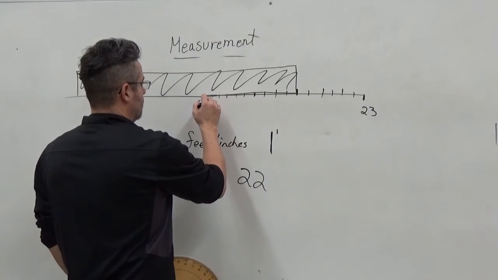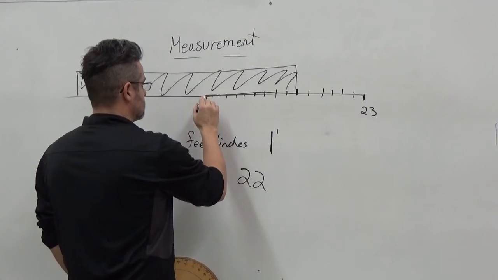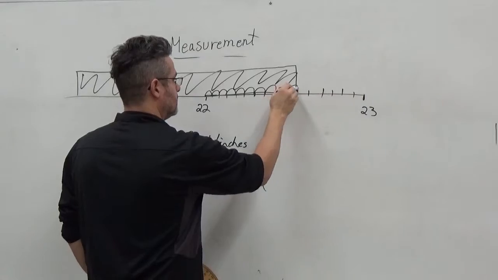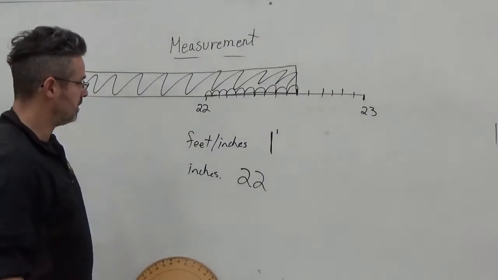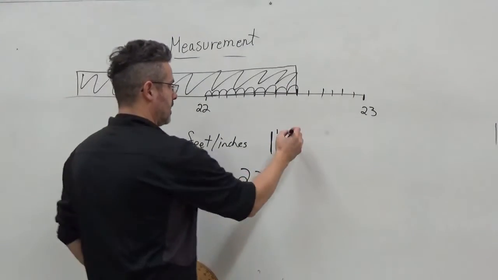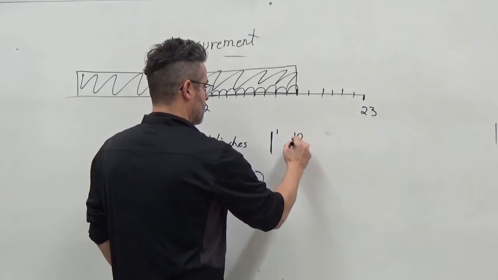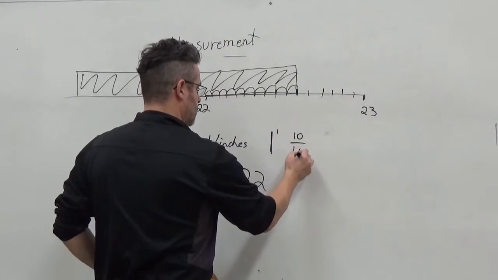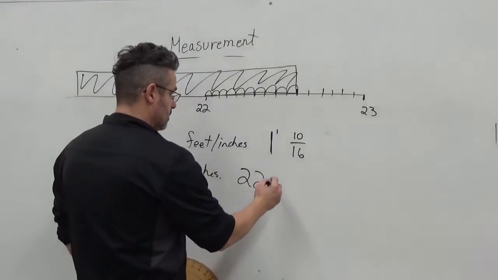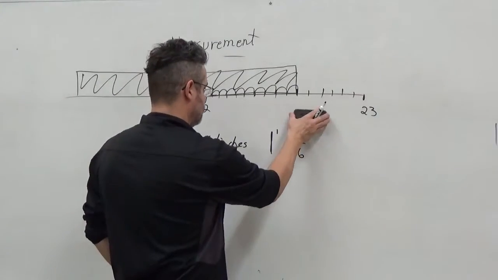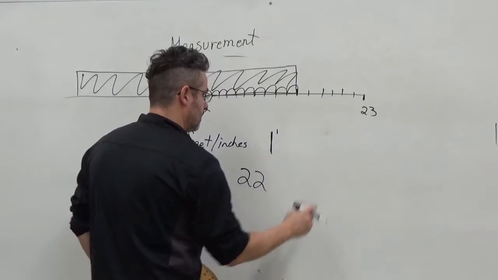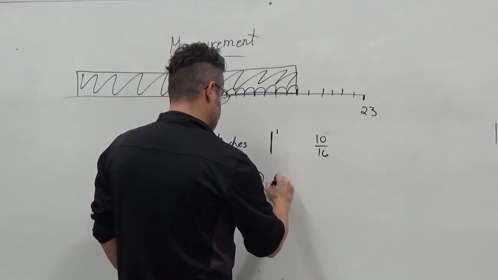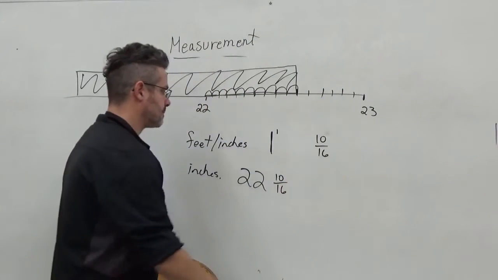Again, we can start here and we're going to count spaces. 1, 2, 3, 4, 5, 6, 7, 8, 9, 10. I counted 10 spaces. 10 is my numerator. And what's my denominator? What's it out of? Again, very common, 16. Sorry, I shouldn't have written that there yet. This is 10/16. Okay?